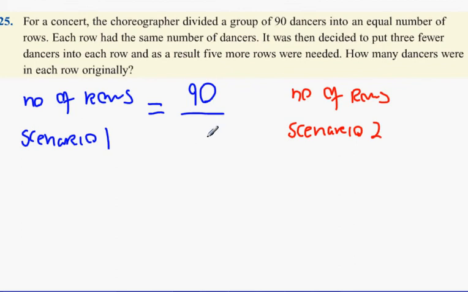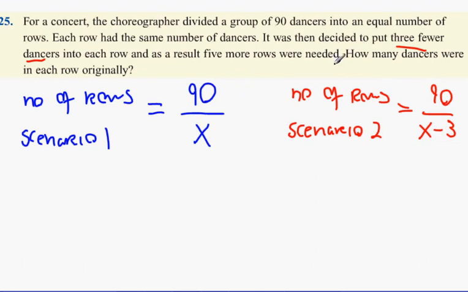So, for example, if I had 90 dancers and I said x was 9, as in 9 dancers per row, the number of rows would be 10. So that's how you decide where to put x. It's 90 over x. In scenario 2, there's still 90 dancers, but we decided to put 3 fewer dancers into each row. This is x minus 3.